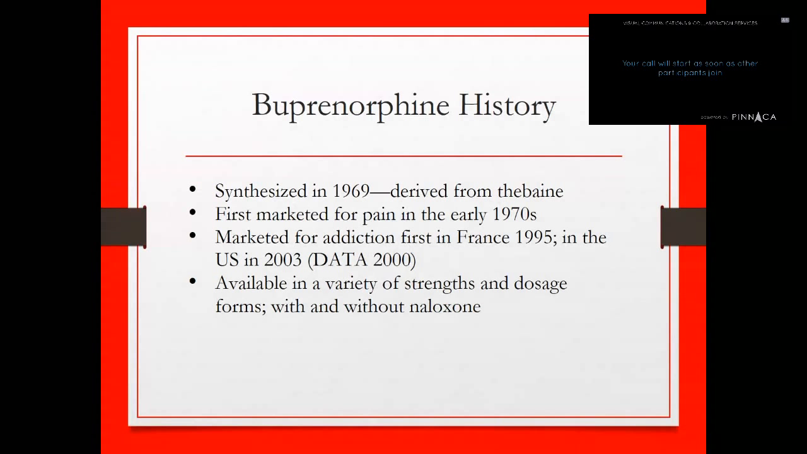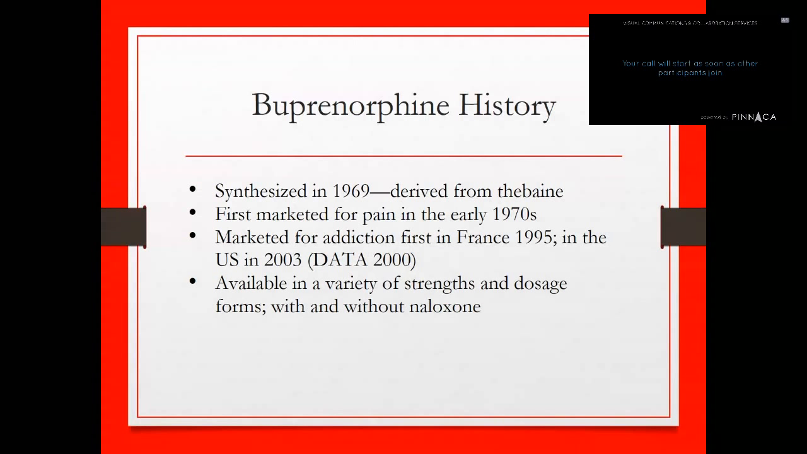It was first marketed for pain by the early 70s, and then because of its pharmacologic characteristics, namely that it could be used sublingually, and that it had a very long half-life, in addition to a lot of receptor affinity, it was identified as a good candidate, in addition to methadone, for treatment of opioid use disorder. So by the mid-90s in Europe, it was being used, and by the early 2000s, thanks to the Data 2000 Act, it had entered use in the United States for opioid use disorder.